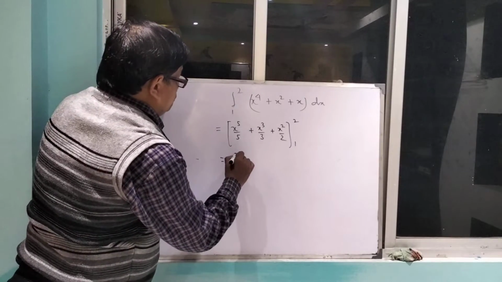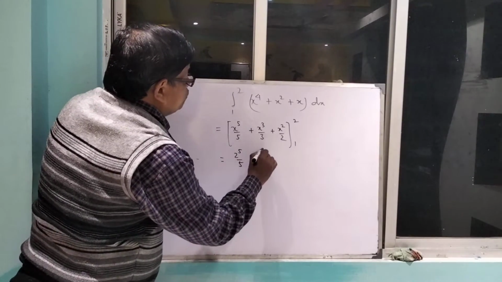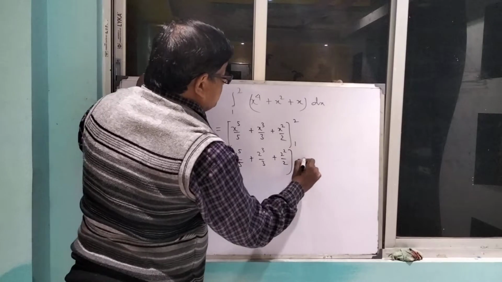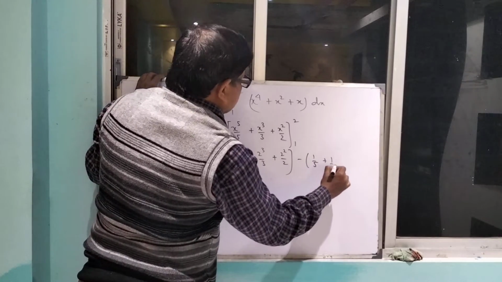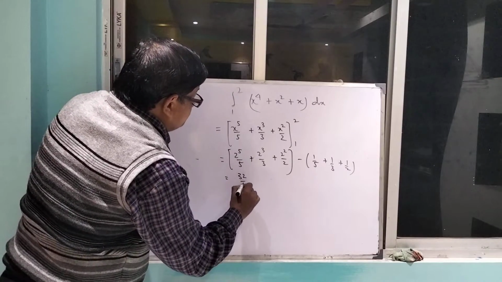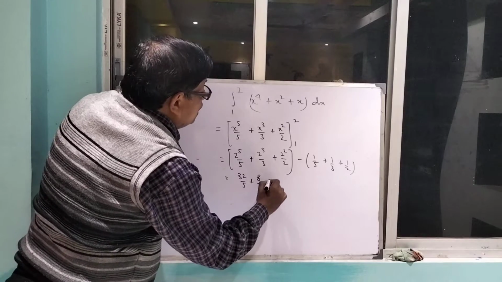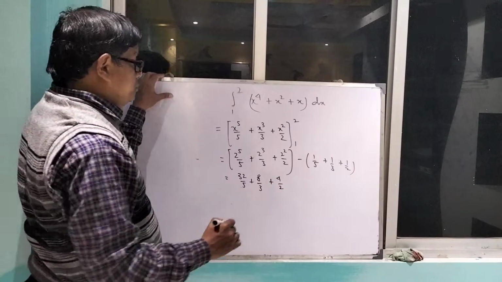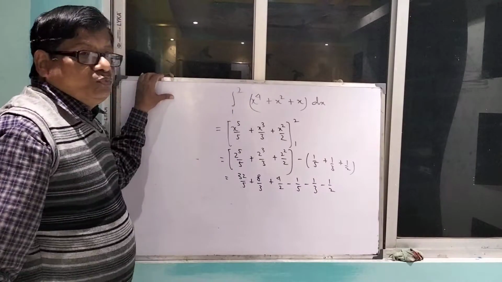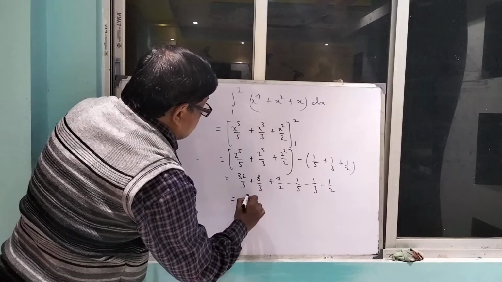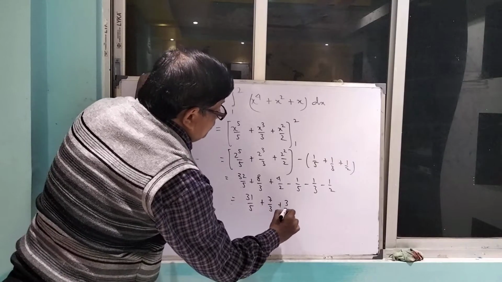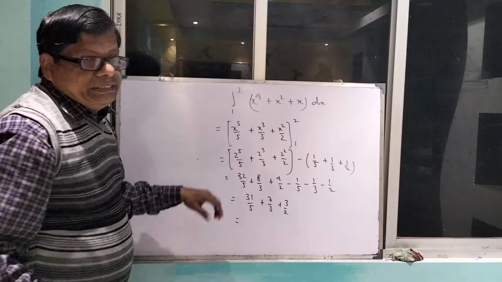Now write 2 to the power 5 by 5 plus 2 cube by 3 plus 2 square by 2, minus 1 by 5 plus 1 by 3 plus 1 by 2. So will be here 32 by 5 plus 8 by 3 plus 4 by 2, minus 1 by 5 minus 1 by 3 minus 1 by 2. So write this by this, it will be 31 by 5 plus 7 by 3 plus 3 by 2. Okay, just simplify, you will get the result.